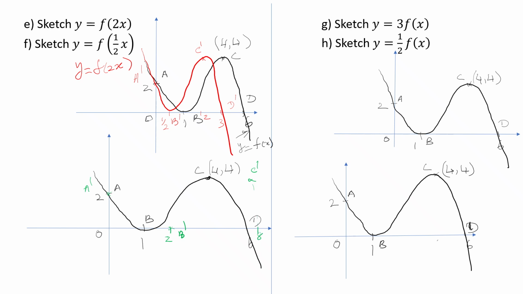This is 8. The D is going to be 12. So this comes here. This D dash. So let's draw the graph. So this is y equals f of half x. Black one is y equals fx.